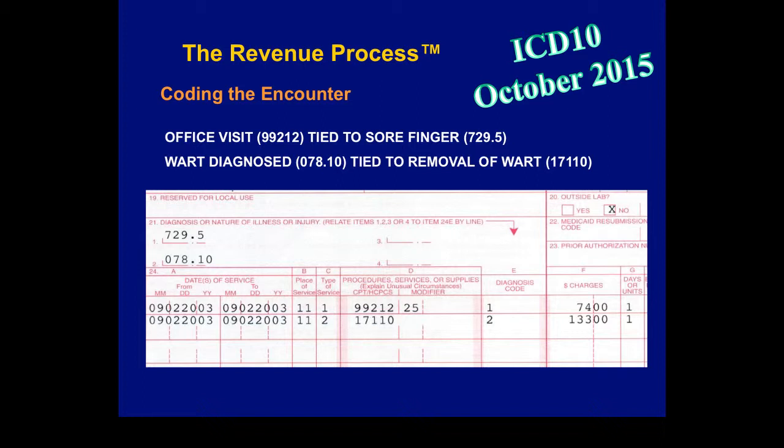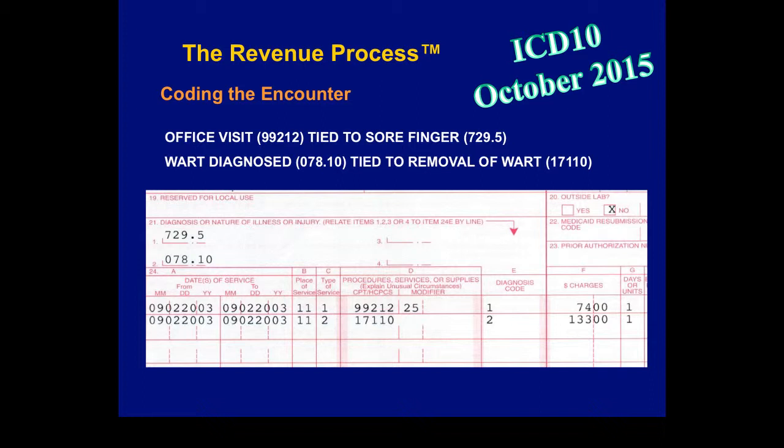So, did I come in the office with a wart? No. Did I come in the office just to have a wart removed? No, you had clinical decision making to make the determination it was a wart because you came in with a chief complaint, which was the appointment type at the time of the service, of a sore finger. So what this is showing you is I have an office visit tied to the first diagnosis, which is a sore finger. Then I have my wart removal, the 17110, tied to my diagnosis number 2, which is 078.10, which is a wart.